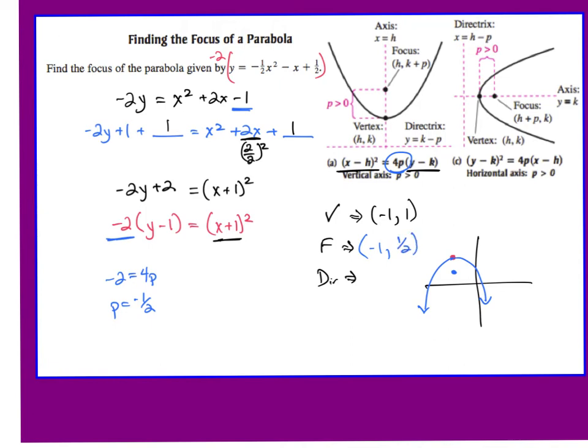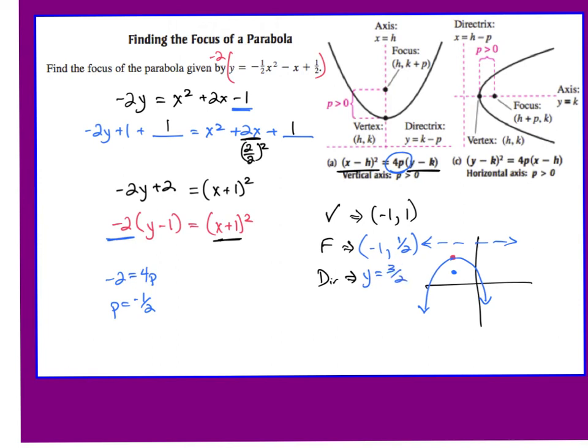So there's my focus now. Now my directrix, remember, is kind of equidistant, but it's the other way. So I'd have a horizontal line just like that. And is that going to be an x equals or a y equals? That's a y equals. And again, this is at 1, so my p is negative 1/2. And I add it, so what would I get? I get 3/2. So y equals 3/2.